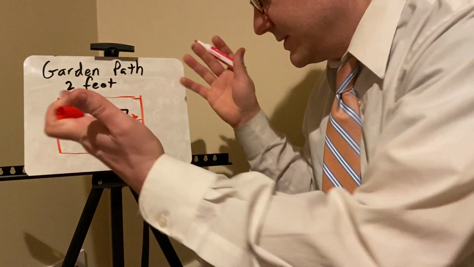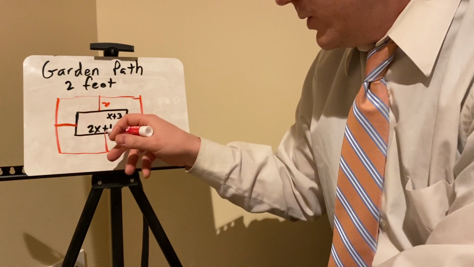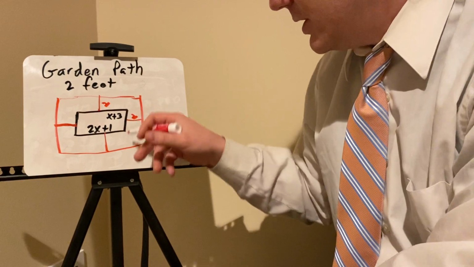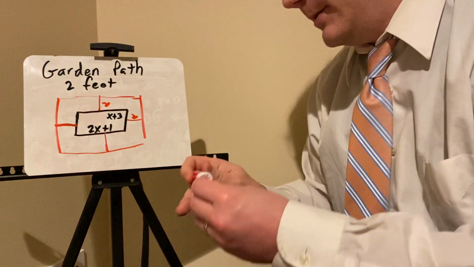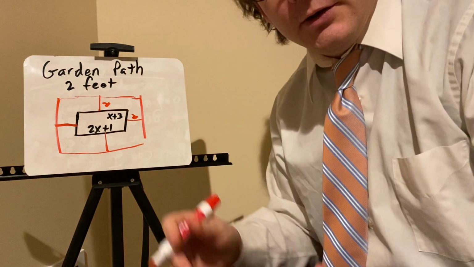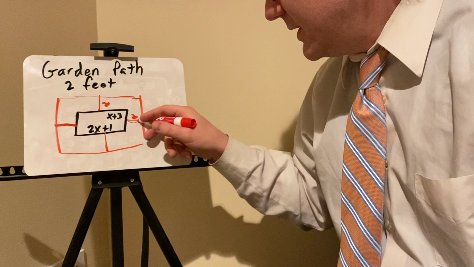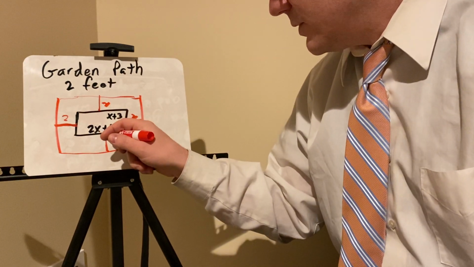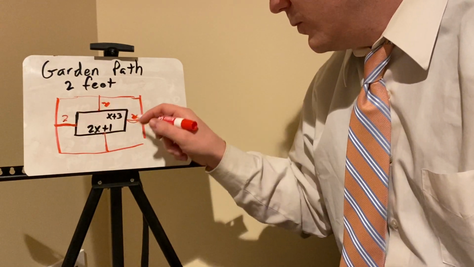You might see a problem like this on a test where they say, here's the garden, here's the dimensions. The width is 2x plus 1, and the length is x plus 3. What's the area of the garden path that extends 2 feet beyond it? So you have to use a lot of thinking here. First, I would draw the picture. We add on these 2 feet, and then you basically have to say, okay, this is 2, and this is 2. So I have to take this 2x plus 1, and I have to add 4 to it.